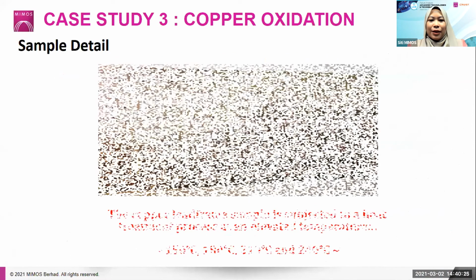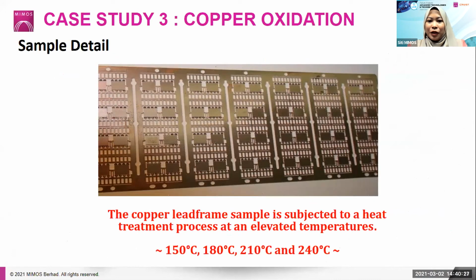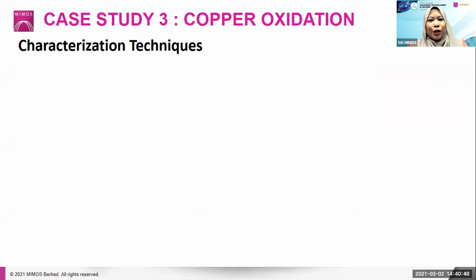So for this copper lead frame, the customer has subjected the sample to a heat treatment process at elevated temperatures ranging from 150 degrees Celsius to 240 degrees Celsius. So now let us review what kind of characterization techniques can be applied to study this material.